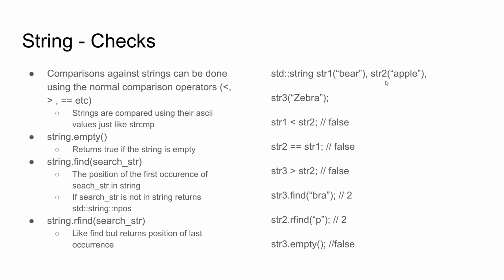So we have bear and apple, and string 3, which is zebra. Is string 1 less than string 2? Is string 2 equals string 1? Greater than? Find bra, find p, right, is empty.